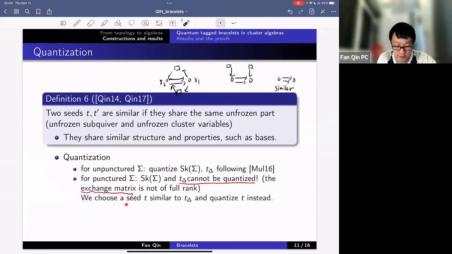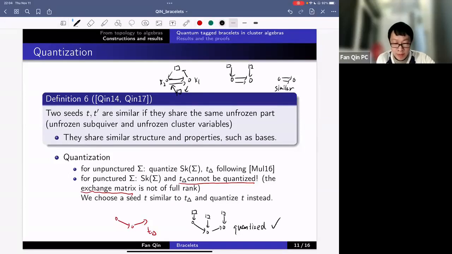So our strategy is that we can choose a different seed which is similar to the original one. For example, if this is your seed, it is not full rank, then you can take, for example, principal coefficients or whatever coefficients you like, so that you can do the quantization. So this part can be quantized. This is about how we quantize the cluster algebra for a punctured surface.